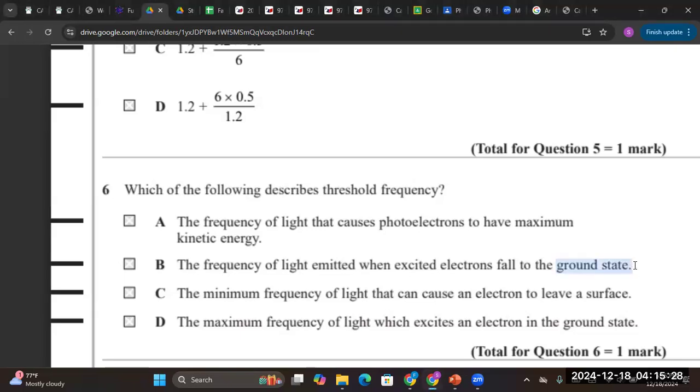What is ground state? Think of it this way: the natural state of the electrons is the ground state. So for example, if electrons are found in shell number 1, that's their ground state. If the electron is in shell number 4, that's the ground state. And when they gain energy, they become excited and they escape the surface of the metal. We will study more about this later on in the topic.